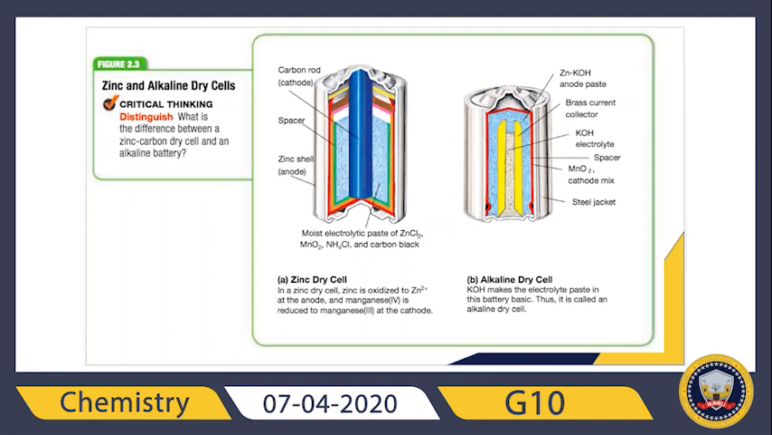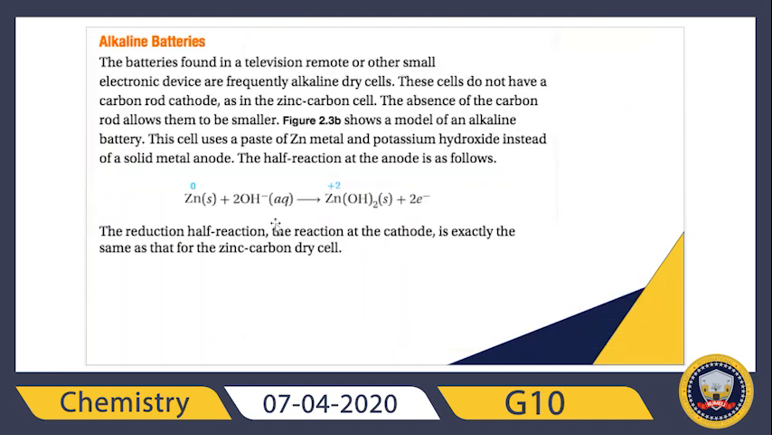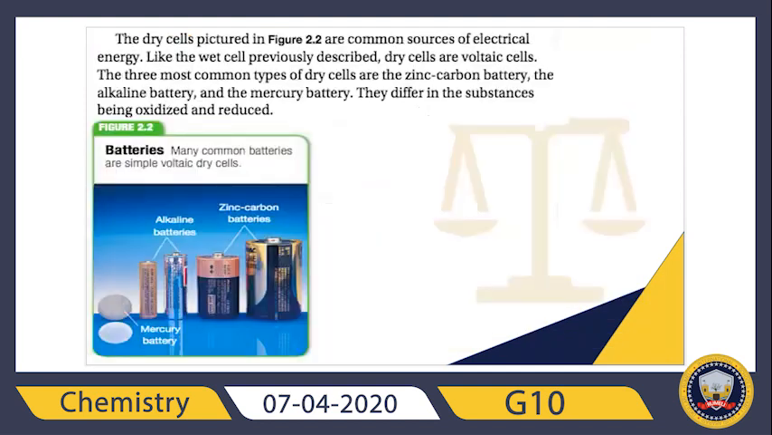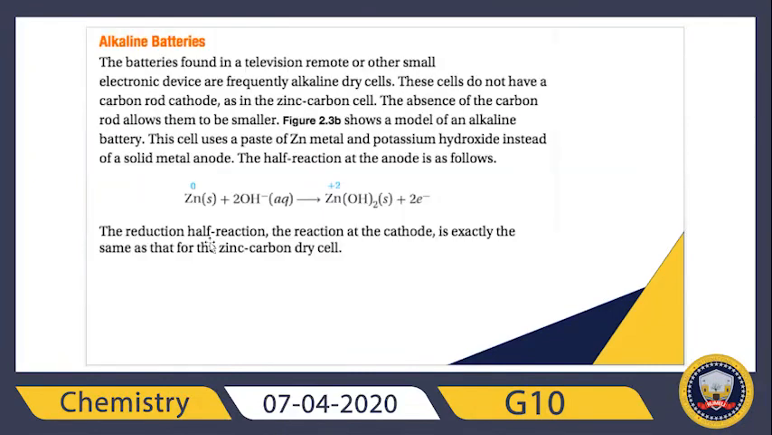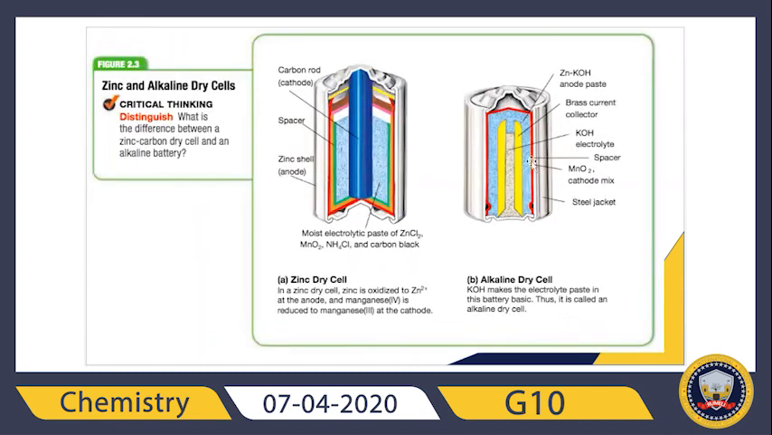Now, alkaline batteries, the second type. The batteries found in a television remote or other small electronic device are frequently alkaline dry cells. These cells do not have a carbon rod cathode, as the zinc-carbon cell does. The absence of the carbon rod allows them to be smaller. Figure 2.3b shows a model of an alkaline battery. Here you see figure 2.3b.